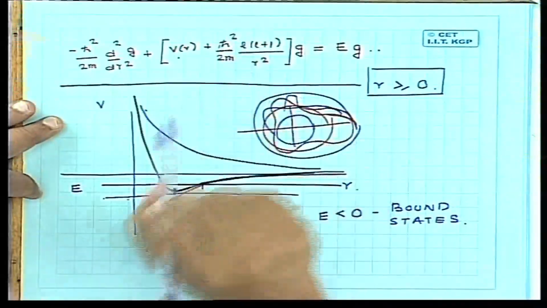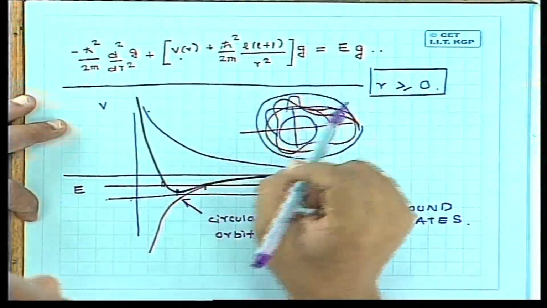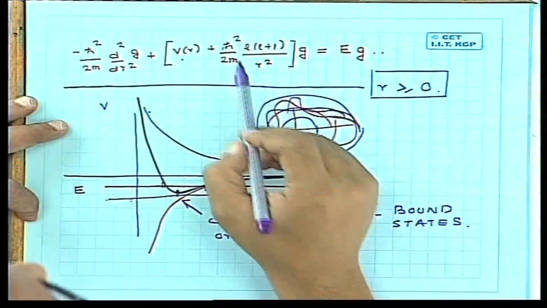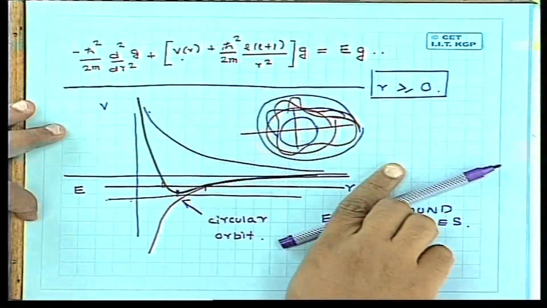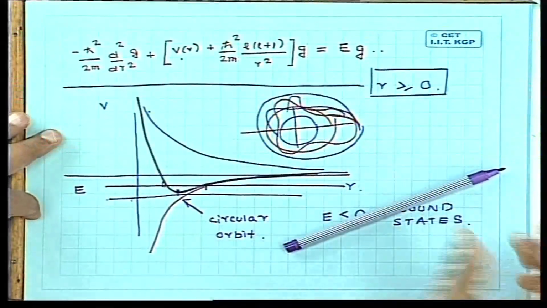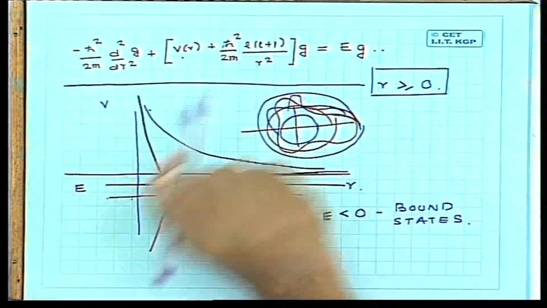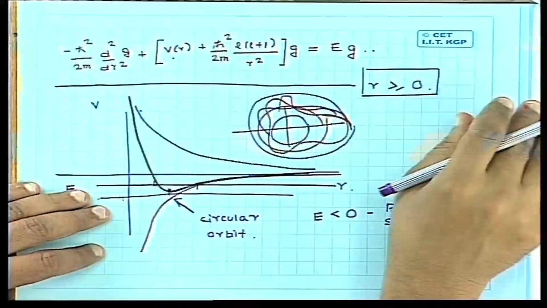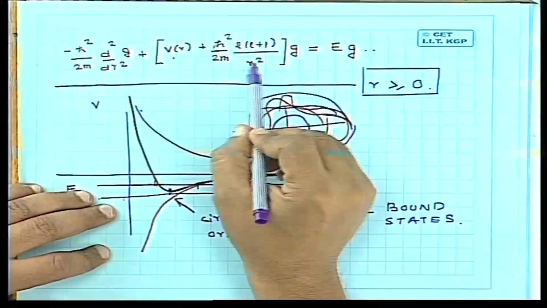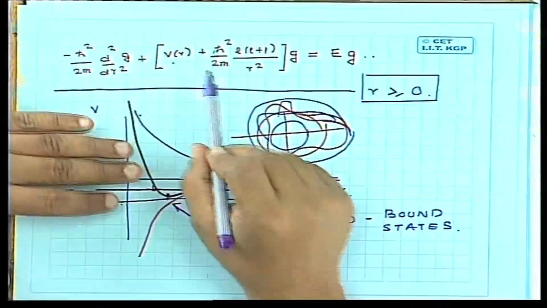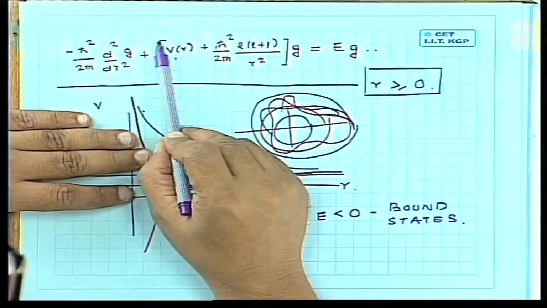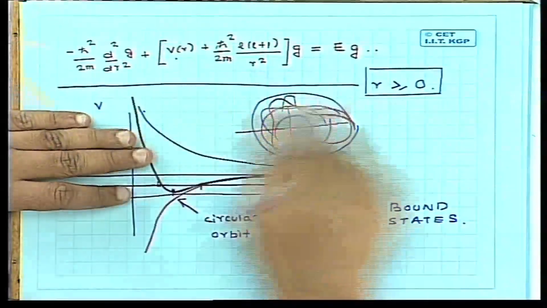So let us first consider the case when L is equal to 0, the particle has no angular momentum. There are various possibilities, right? L can take any integer value, L can be 0, 1, 2, 3, 4, etc. So let us first consider the case when L is equal to 0. When L is equal to 0, the centrifugal part of the potential does not operate, so the resultant potential is just the Coulomb potential.